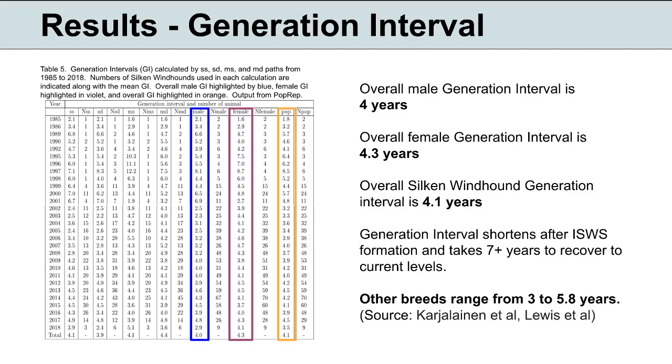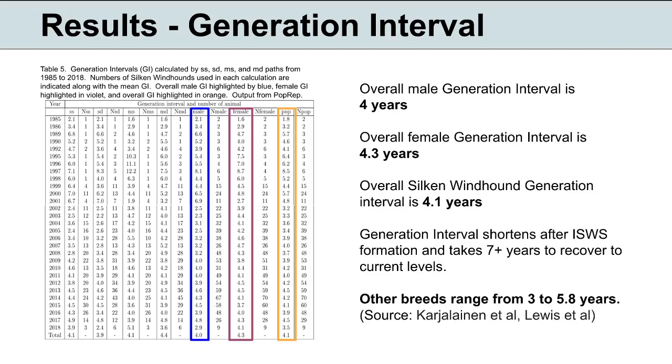And in the female Silken Windhounds, we see the same thing. Generation interval ramps up, and then it crashes around ISWS formation, and then slowly ramps up again. But the overall female generation interval is 4.3 years. And if you look at the average between male and female generation intervals, the overall average is 4.1 years. And that's kind of short for a dog breed.